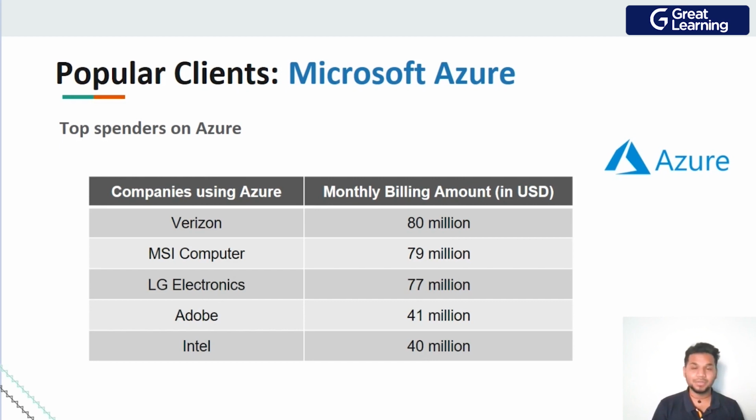Then you have MSI computers. MSI is, I think, a beautiful laptop manufacturer who's very well known in the gaming industry. Then you have LG Electronics, right? LG is a very big name in home appliances. Then you have Adobe, of course, we all know. Then you have Intel, and if you look at it, these guys are spending millions and millions to get solutions from Microsoft Azure as well.